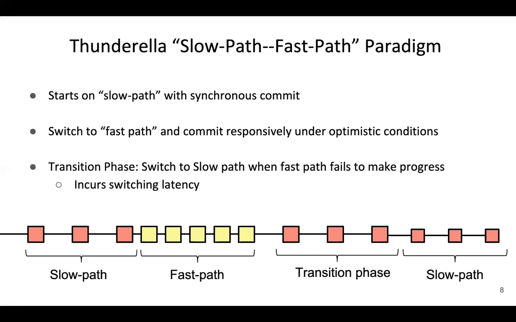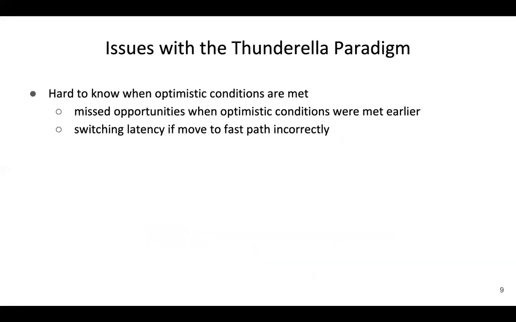While this paradigm allows replicas to commit responsively under some optimistic condition, this strategy in fact has several issues. First, it is hard to know whether optimistic conditions are met or not. It is possible that optimistic conditions were met earlier, but the protocol is still in the slow path. Thus, we cannot commit responsively. On the other hand, if we hastily move to the fast path and it turns out that the optimistic conditions are not met, then we'll have to fall back to the slow synchronous mode, and this will incur some switching latency in between.